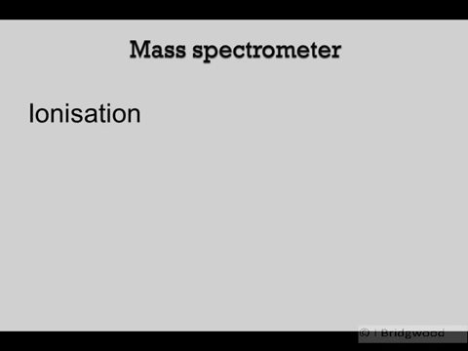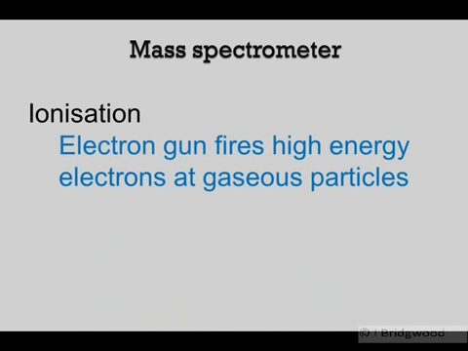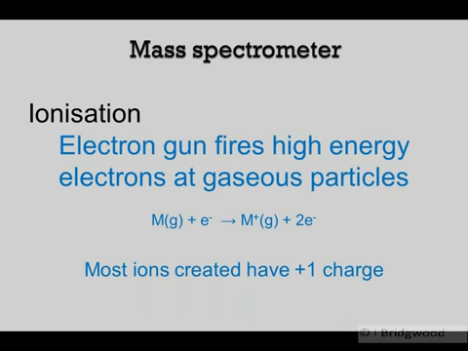Ionization, as I've said: to manipulate our particles, they need to have some sort of charge, and we do this by using an electron gun. This electron gun fires high energy electrons, knocking out an electron from our gaseous atom. And there's the equation that we have. Now, we can knock more than one electron out of our atom, but generally you tend to knock only one electron out.